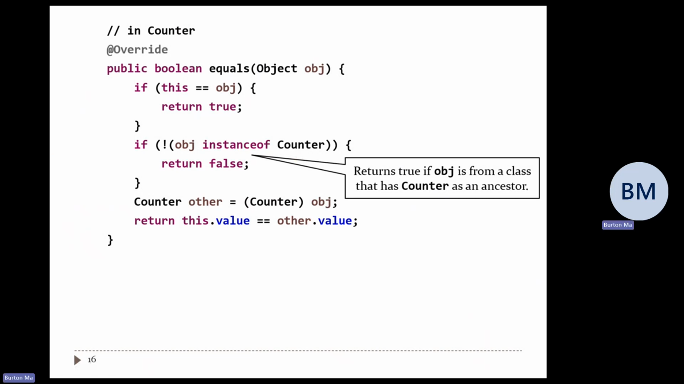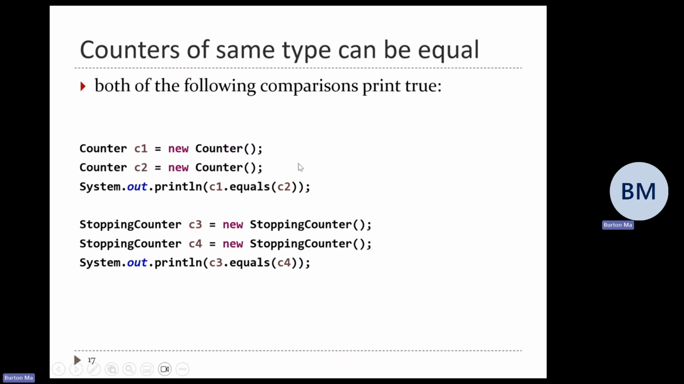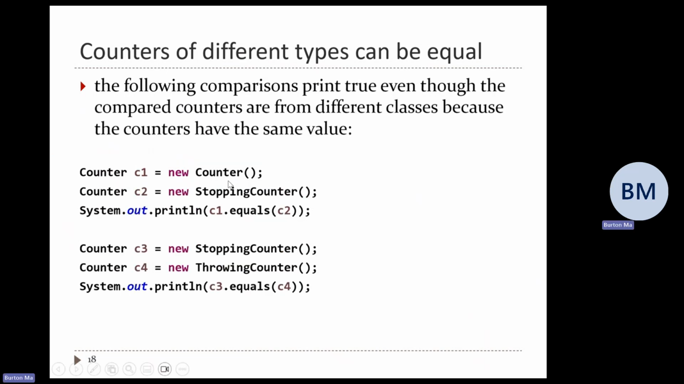And so now, if you implement it that way, the original tests work. If I have a counter compared to a counter, they compare as equals. If I have a stopping counter compared to a stopping counter, they still compare as equals. And if I have different types of counters, they will now compare as equal. And so now you've got your mixed type comparisons working.